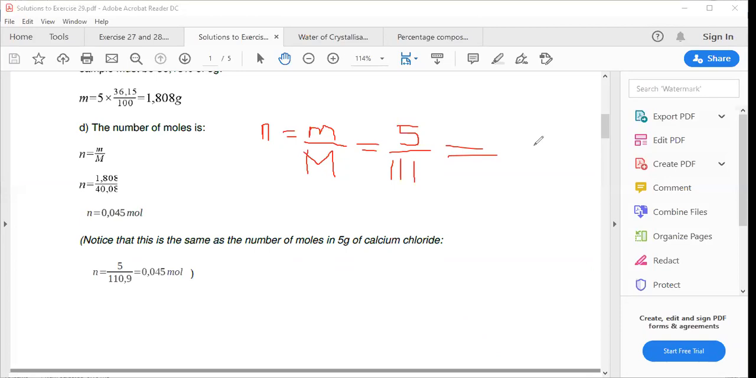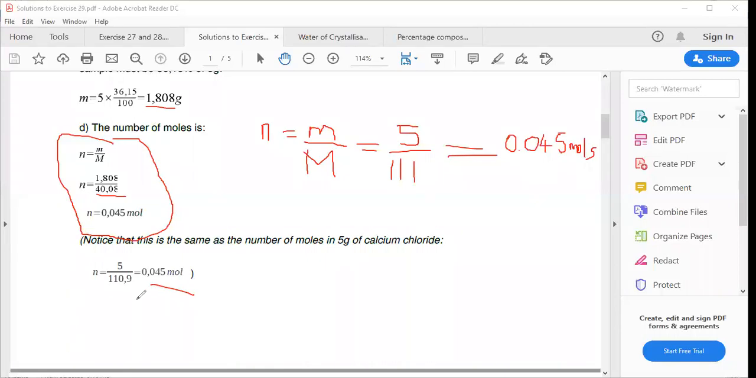5 divided by 111. The answer is 0.045. And this is moles, which is almost the same as that one. Another way to do it, here they're showing you, you can also use just calcium. You still get the same answer. You can just say the mass that you got for calcium over the molar mass for calcium, which is 40. Then you still get the same answer. That's another option. Are we together?